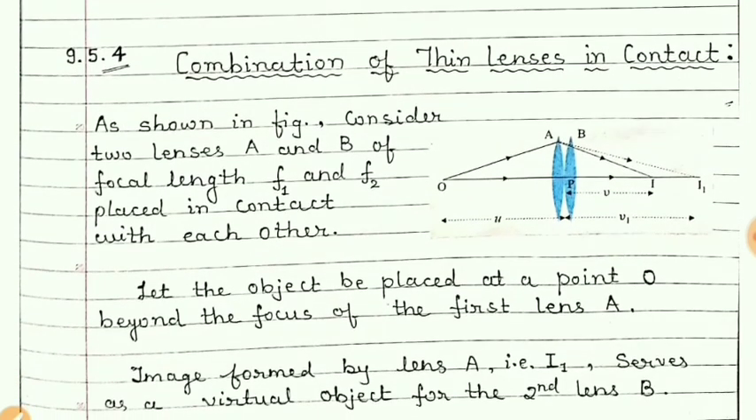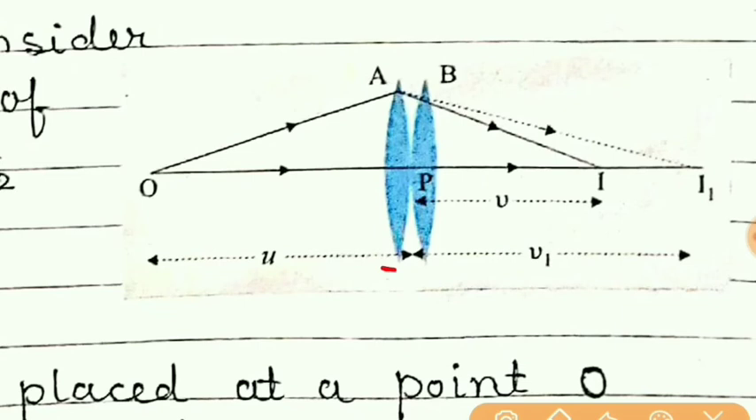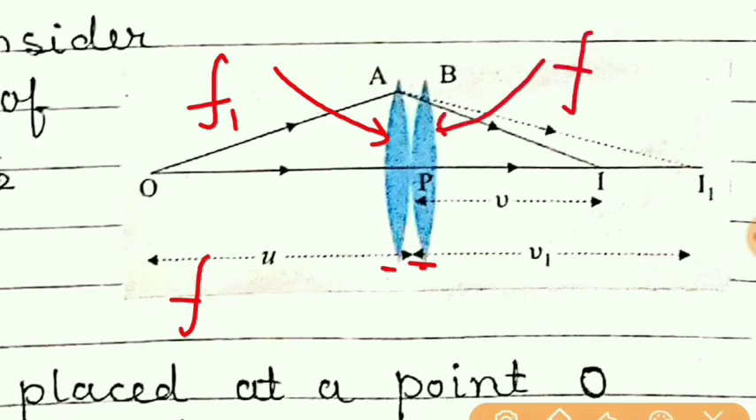Now about combination of thin lenses in contact. You can see in the figure here two thin lenses, they are combined. After combination, what will be the resultant focal length f that we have to obtain? Suppose the focal length of the first lens is f1 and that of the second lens is f2. So what will be the resultant focal length f that we have to find for this type of combination?